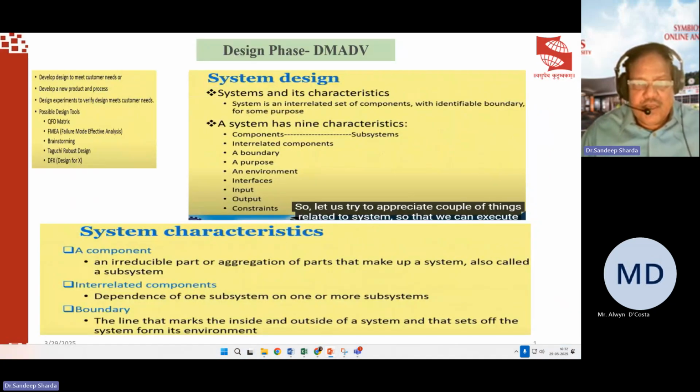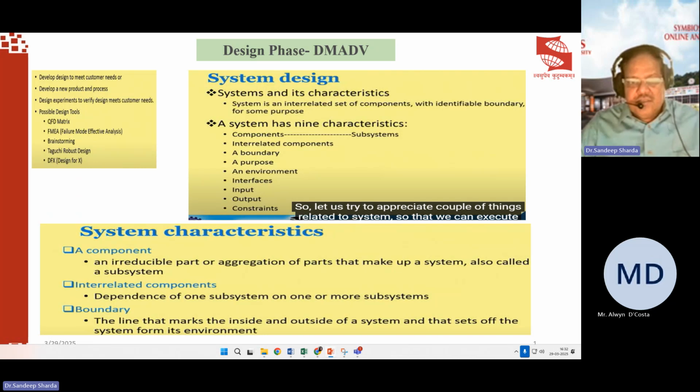Now, as far as the design phase is concerned for the DMA DB in the system design, there are three stages. Take one Xerox machine: there are small systems, such as taking the print out and stacking those prints, the machining process of the Xeroxing. So this we call a small system, and the complete Xerox machine will be the system design.